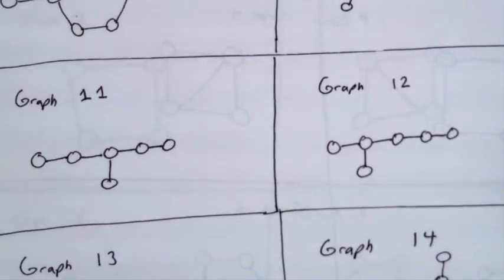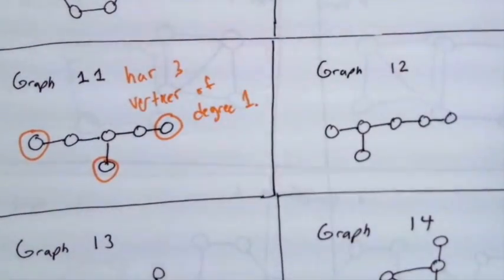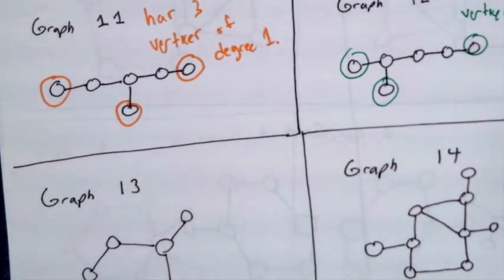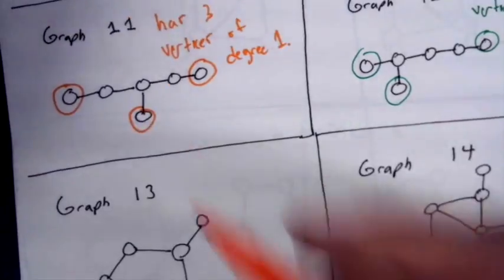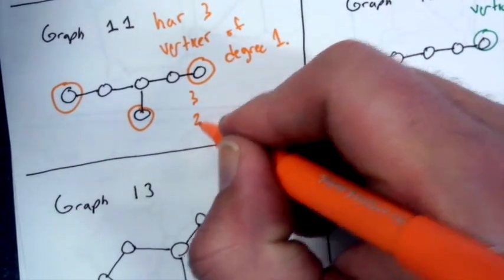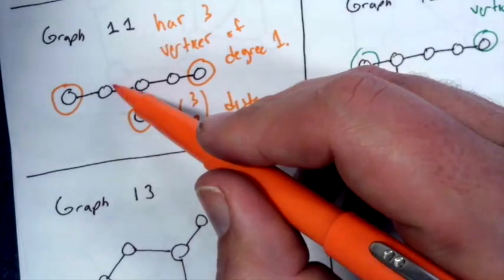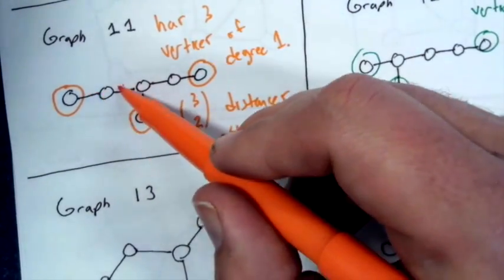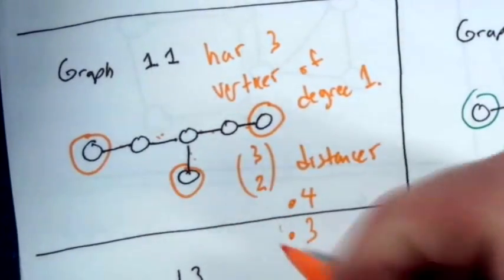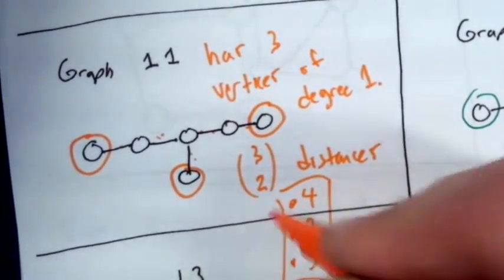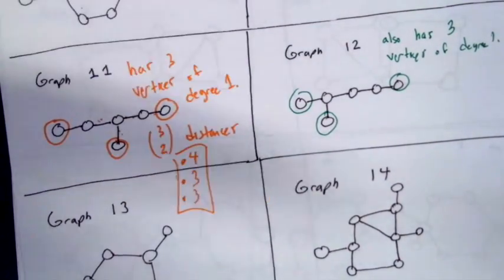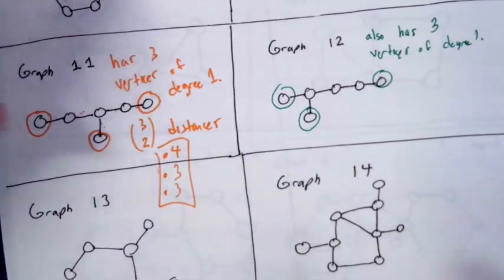Here we're going to have 3 vertices of degree 1 in graph 11. Graph 12 also has 3 vertices of degree 1. So let's look at the distances between these pairs of vertices. I have 3 choose 2 distances. The first distance will be 1, 2, 3, 4. These are not necessarily in any order. Second is 1, 2, 3, and the third is 1, 2, 3. So there's one pair of degree 1 vertices that has distance 4 between them, and 2 pairs that have distance 3 between them.